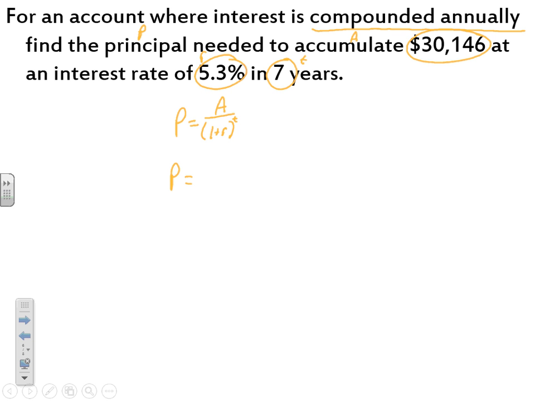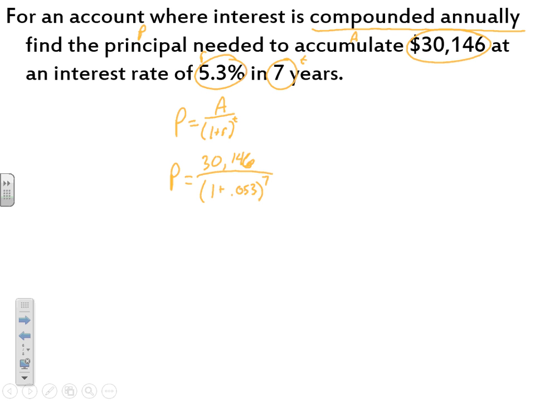Meaning they gave us everything on the right side of this equation. So the accumulated amount is $30,146. The rate as a decimal will be 0.053, and the time is 7 years. So this one is a fairly straightforward problem.